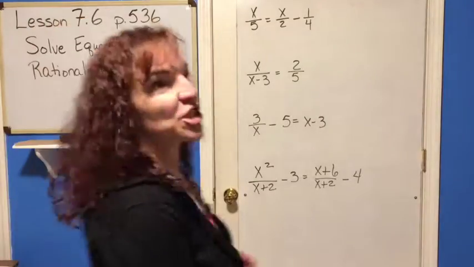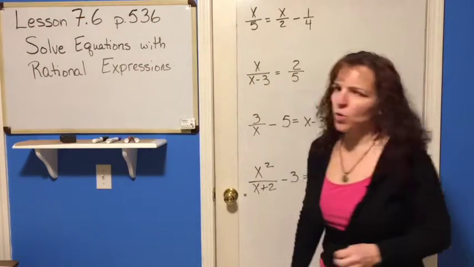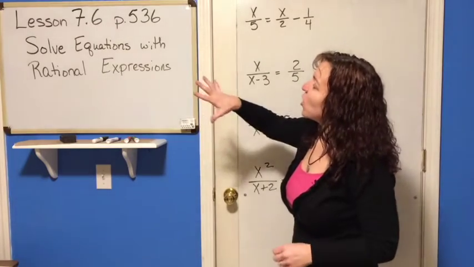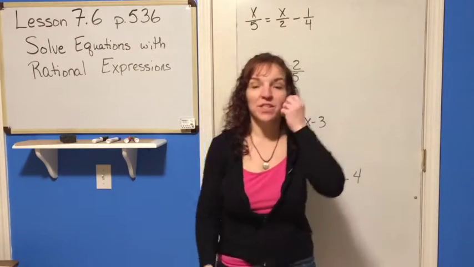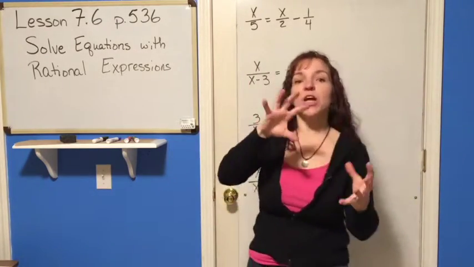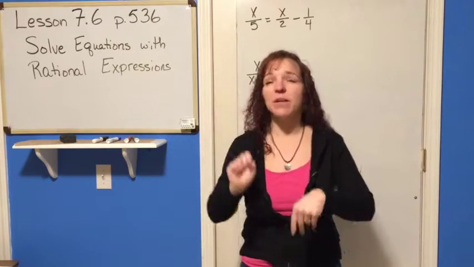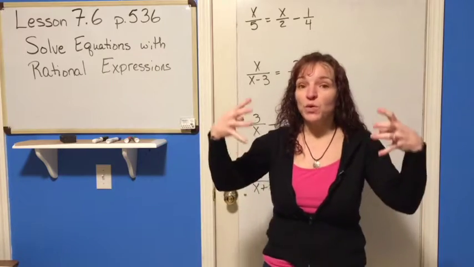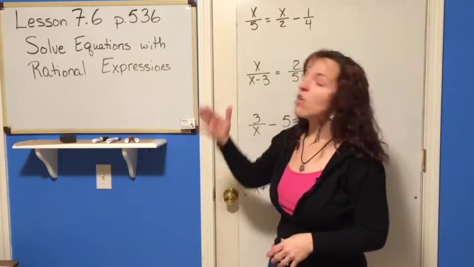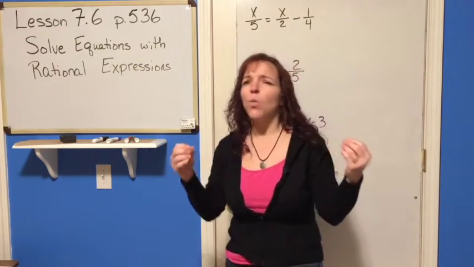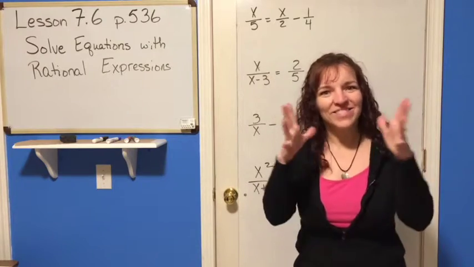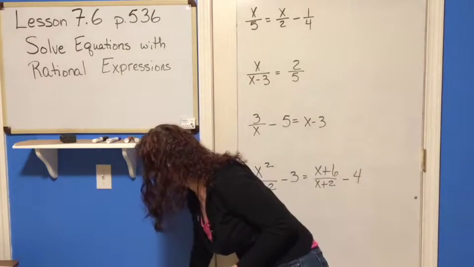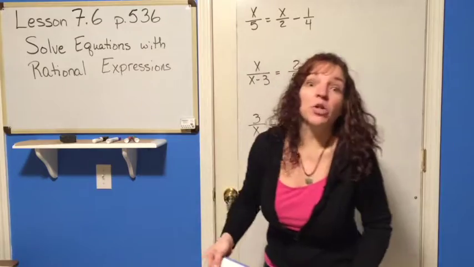7.6, the last section of chapter 7 that we're going to work on, is solving equations with rational expressions. So now we've done all of this adding and subtracting and multiplying and dividing with same denominators and different denominators and canceling. And so now what we're going to do is put all of that together and solve equations. We're going to find out, what is this x equal to anyway? That's what solving an equation is: finding out what our variable equals.